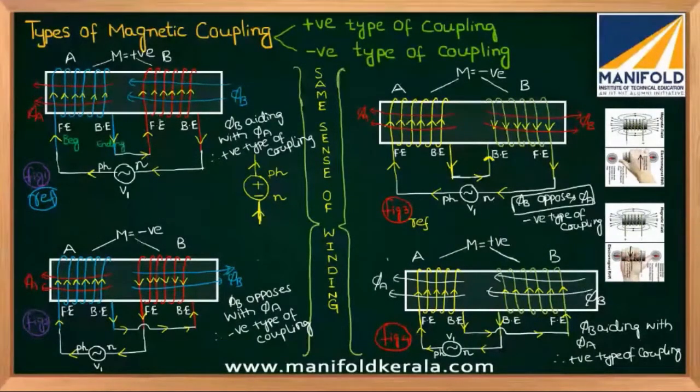Okay, ending end. Next, what about this coil B? Don't see front end, back end. I'm asking, here current is entering, so in your point of view it is the beginning end. Where it is leaving, it is the ending end. Is it clear, guys?